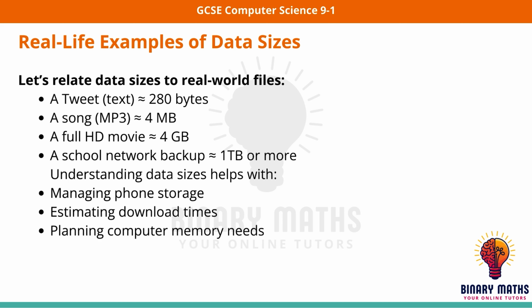To make these units more relatable, let's connect them to the files you may use every day. A short tweet, or what used to be called a tweet, is about 280 bytes. An MP3 song is around 4 megabytes. A full HD movie is roughly around 4 gigabytes. A school network backup could easily be a terabyte or more. Knowing these sizes helps you manage storage, predict download times, and make smarter tech choices.